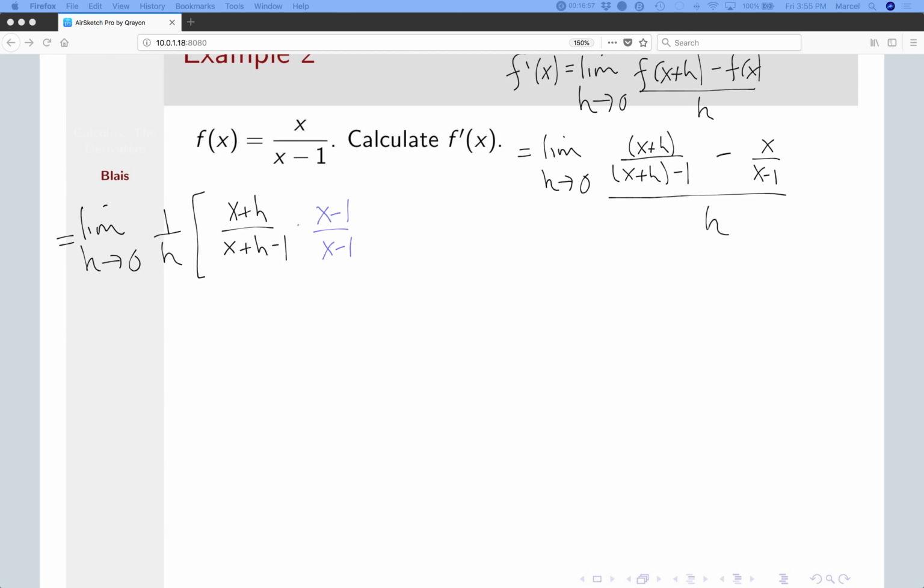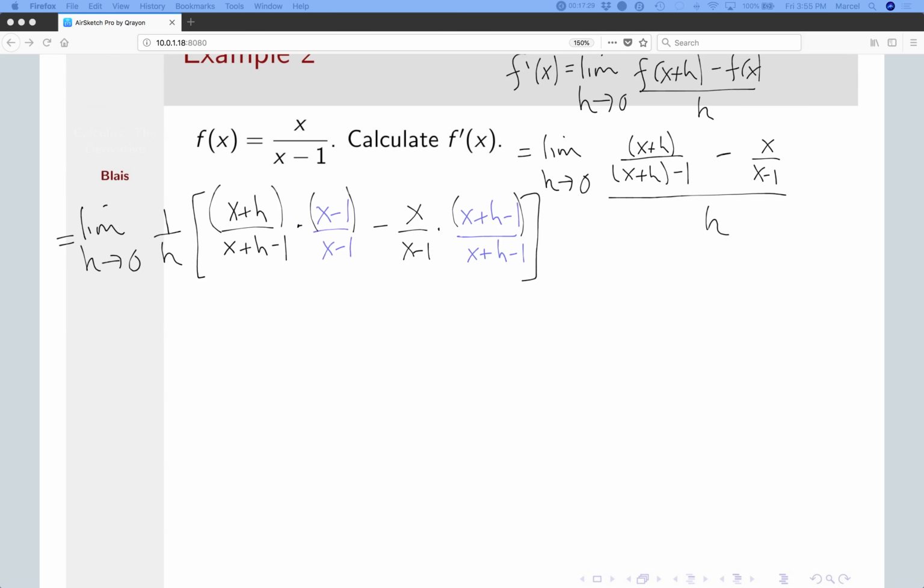And then this second term we need to multiply by the other denominator, x plus h minus 1, over x plus h minus 1. And this will then allow us to combine the terms. So we want to FOIL this numerator out.